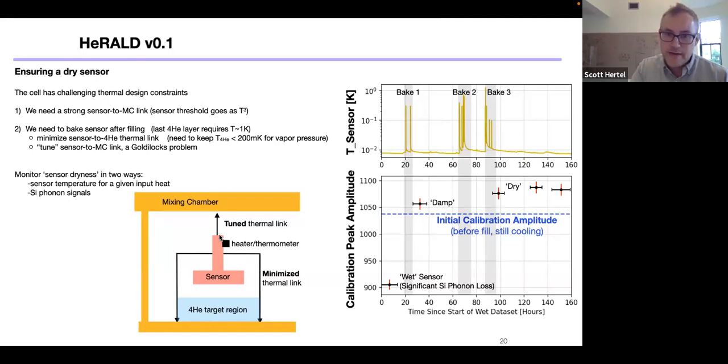So anyway, just to emphasize, we've overcome some technical challenges successfully. So here's the bake temperature of the sensor. We're achieving more than 1 Kelvin temperatures on the sensor, which is great. And we're able to see the sensor signals for a known calibration line. And we can see that the more we bake, we increase that signal, and then we can prove that the sensor is dry. So just, again, maybe I'm just bragging about technical accomplishments, but this was a lot of work.